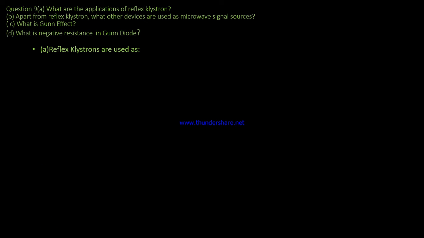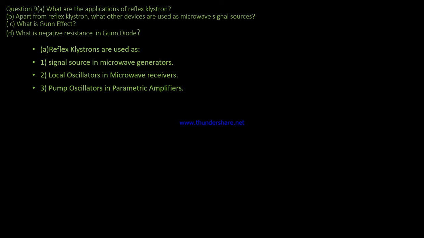Solution to A, the applications of reflex klystron. Reflex klystrons are used as, number 1, signal source in microwave generators. Number 2, local oscillators in microwave receivers. Number 3, pump oscillators in parametric amplifiers. Number 4, frequency modulated oscillators in portable microwave links.